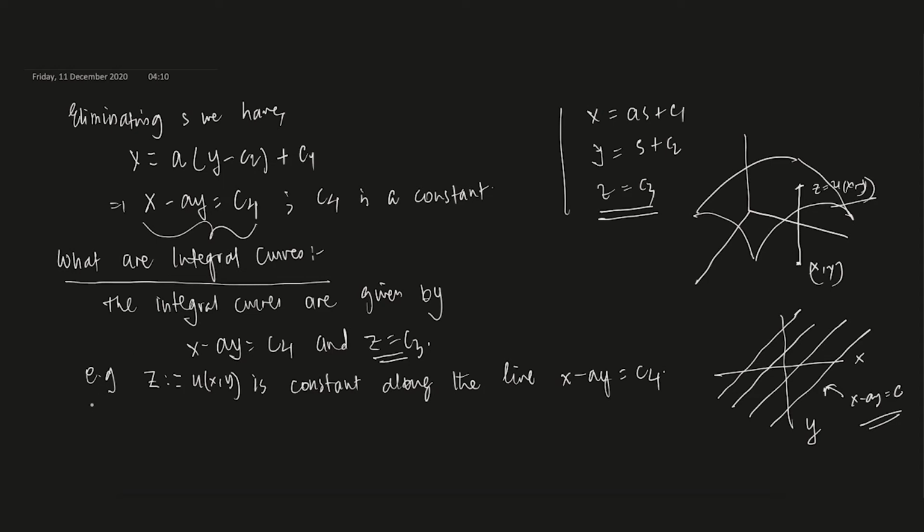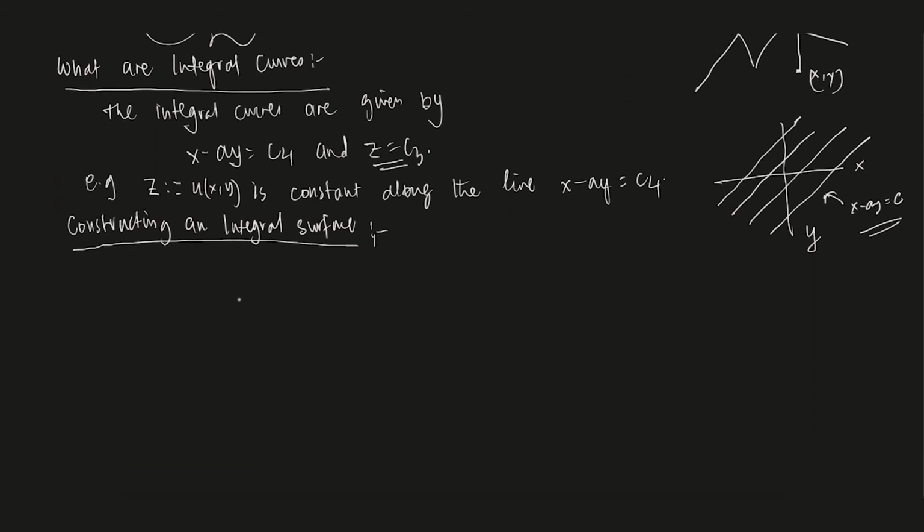How do we construct a surface? Constructing an integral surface. Let's see how we can construct an integral surface from here. We will define u of xy now. x minus ay is c4. We said that u of xy is constant along this line. So let's say u is some function of x minus ay. Where x minus ay is constant, u is constant along those lines. This is what it is saying.